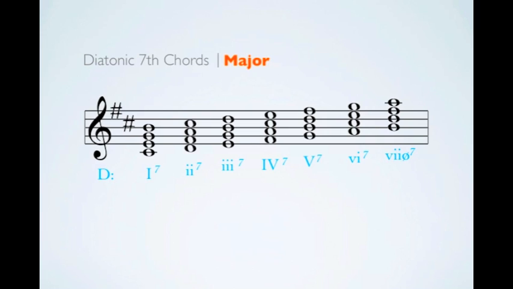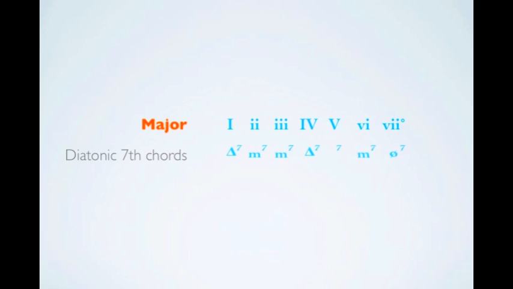Here we are in the key of D, and because we're in just another major key, the qualities will be in the same order. Major 7, minor 7, minor 7, major 7, dominant 7, minor 7, half diminished 7. So the point is, when you're in a major key, your diatonic 7th chords come in this order. You'll need to memorize this.